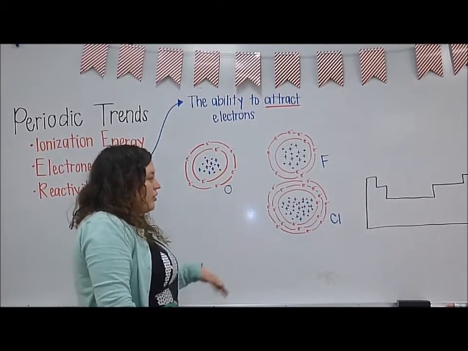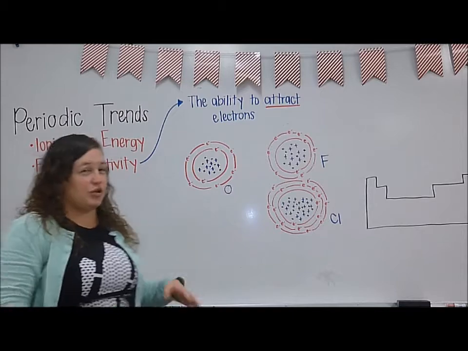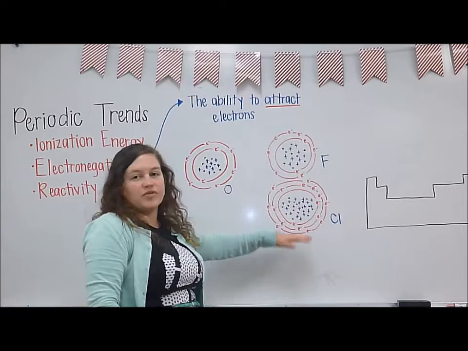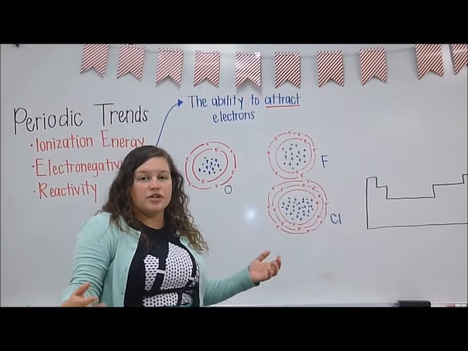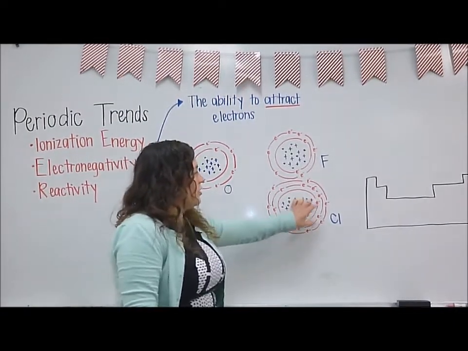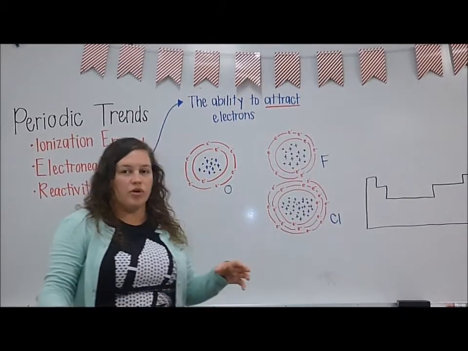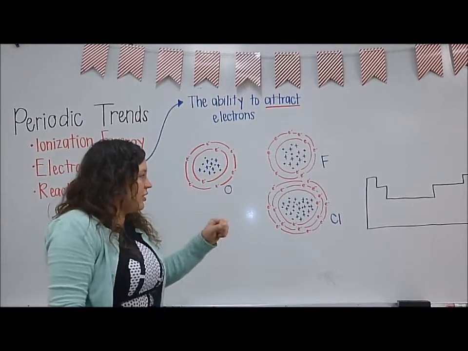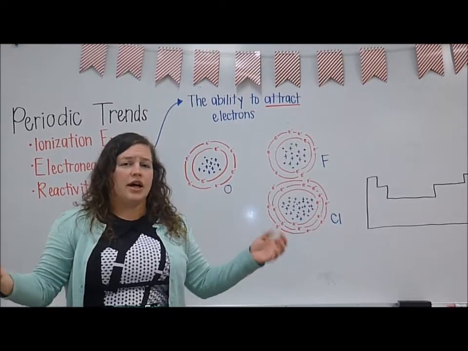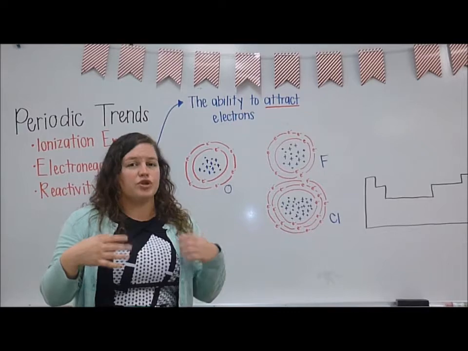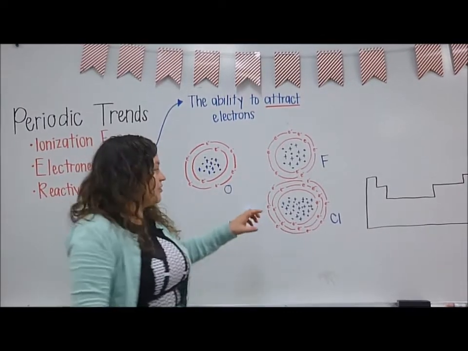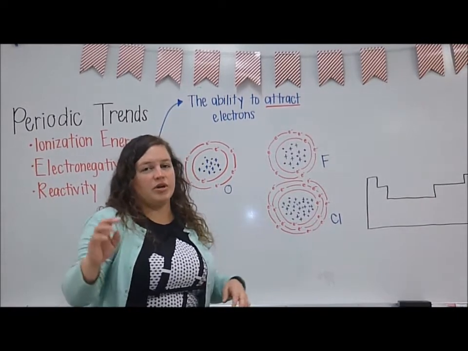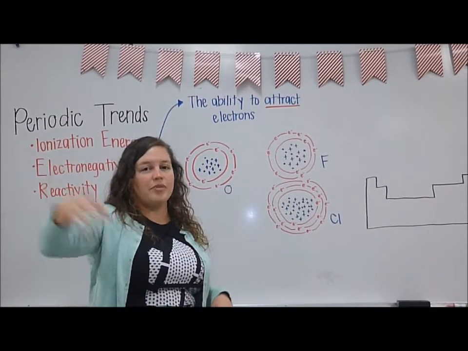As you go down a row, though, even though we're increasing the amount of protons in the nucleus, we're also increasing the amount of shielding, because we're adding another energy level. So the 3 energy levels on chlorine shield more than the 2 energy levels do on fluorine. So even though chlorine has a greater nuclear charge, or nuclear pull, because of the shielding, fluorine will actually have a higher electronegativity. It's going to be able to attract an electron much easier.